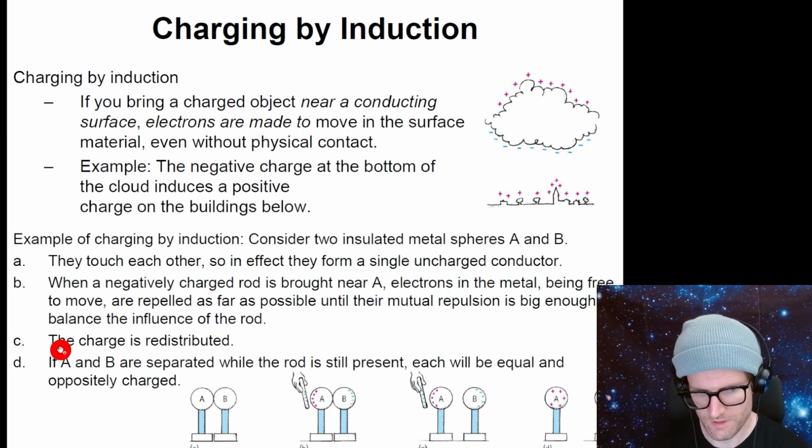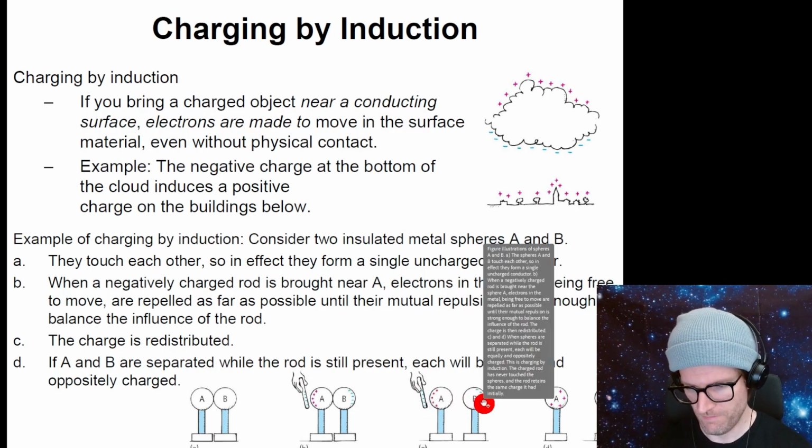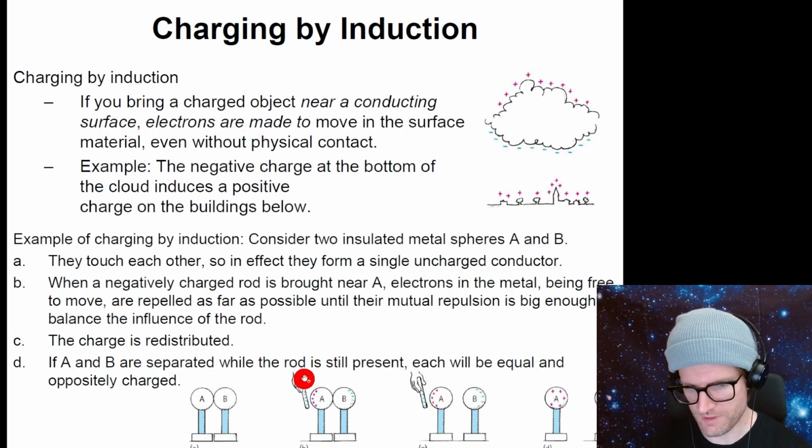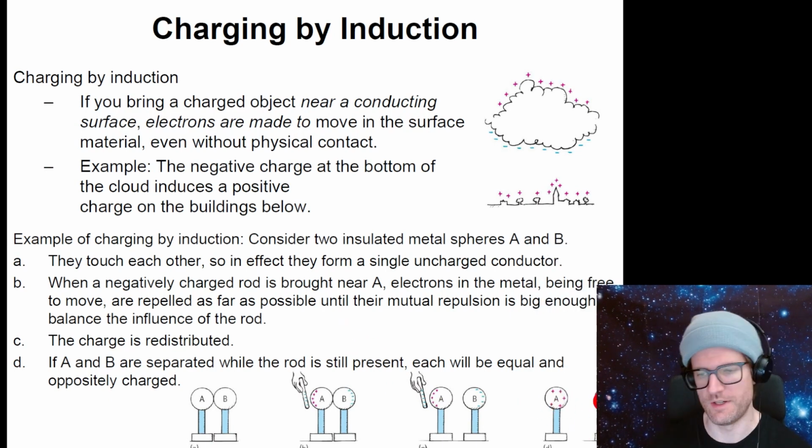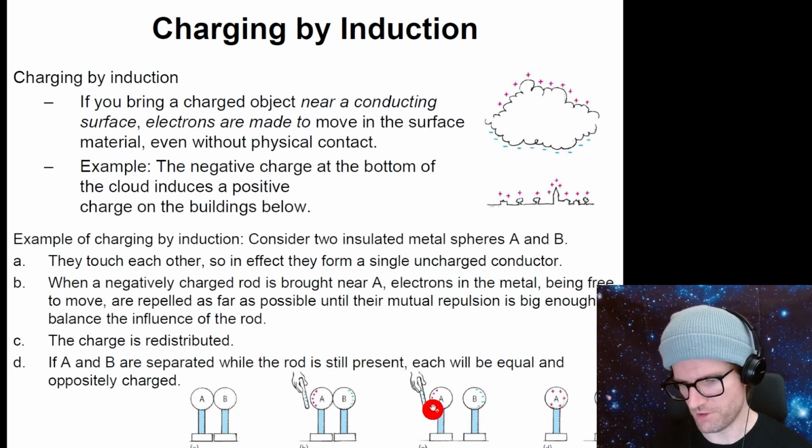So part C, the charge is redistributed. We pull the spheres apart, and then A has a net positive charge, B has a net negative charge. If A and B are separated when the rod is present, each will be equal and oppositely charged. If we remove the rod, then A will have a uniform charge and B will have a uniform charge, one positive, one negative. So we can do this charging process by induction if spheres A and B are conducting and we have a charged rod to work with.